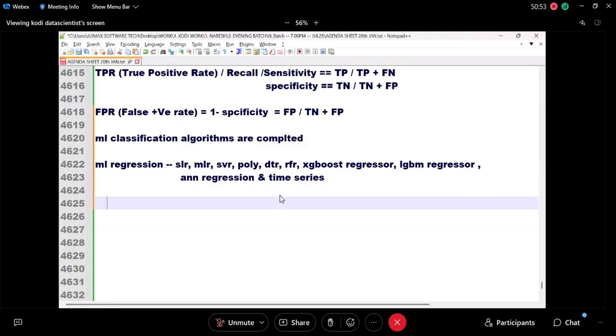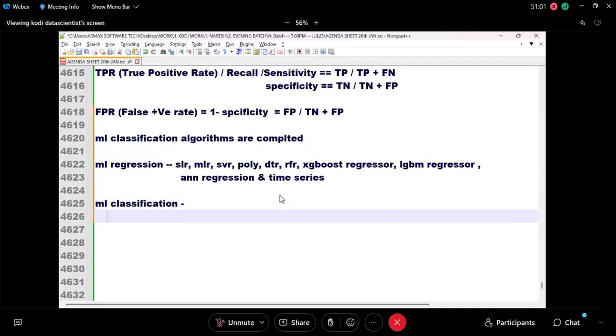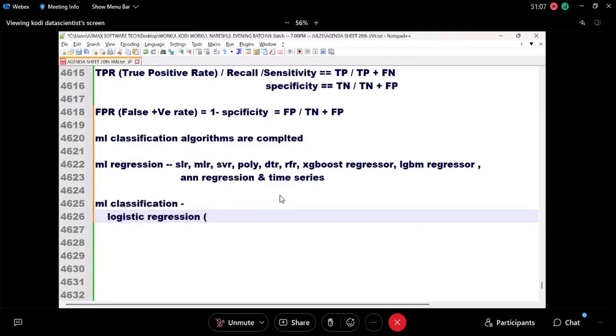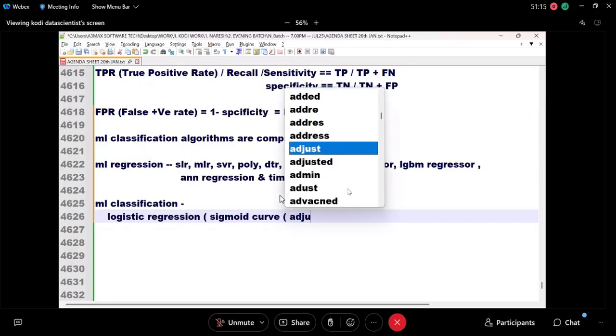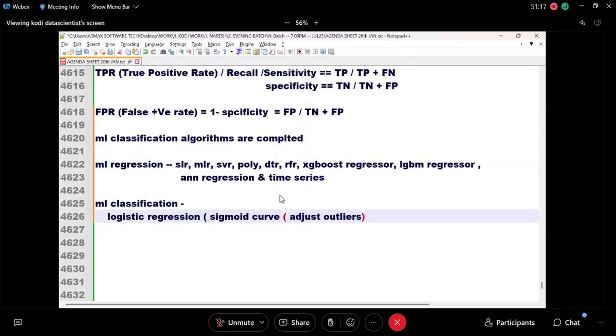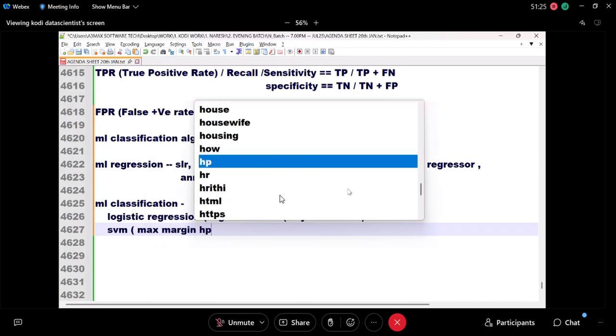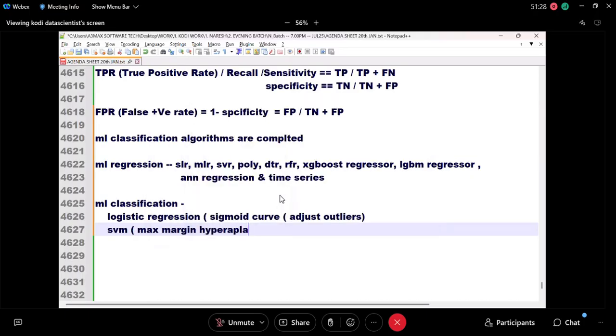Okay, so ML classifications. In ML classifications, the first is logistic regression. In logistic regression, what are the main math concepts we covered? Sigmoid. Why sigmoid curve? It adjusts outliers. SVM: in SVM, what did we cover? Max margin, maximum margin hyperplane, isn't it? To adjust more error.